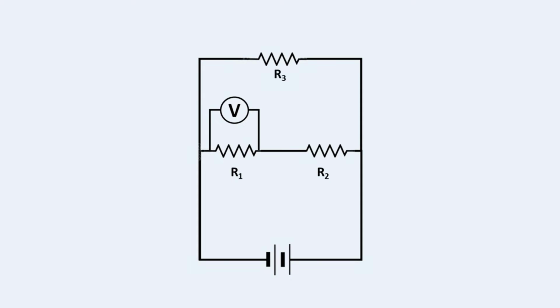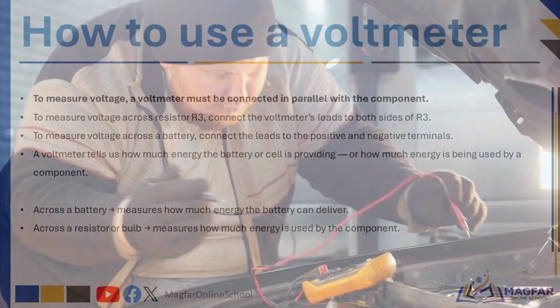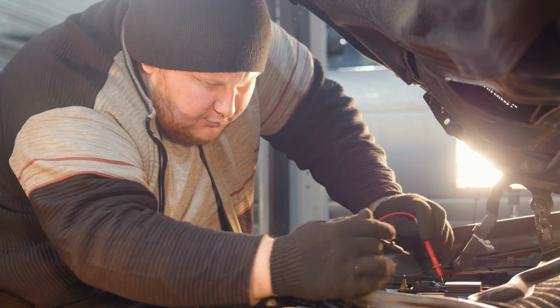This part is very important. Voltmeters are always hooked up in parallel with the circuit element being measured. If you want to check whether your battery is functioning correctly, you can connect the voltmeter across the positive and negative terminals of the battery. This will give you a reading of the voltage across the battery and show you whether it is still supplying the correct amount of energy to the circuit.